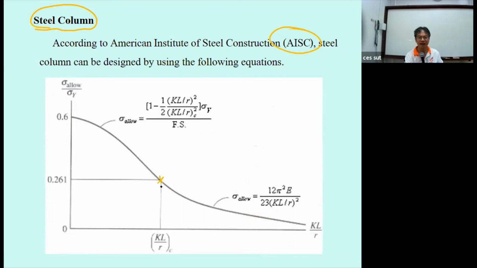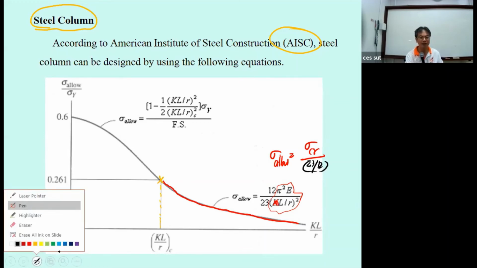Based on this, again, there is the critical stress ratio that separates the columns into short columns and long columns. For the long column, this is going to be the Euler equation. If you set the column with a pin and roller, this K is going to be 1. And you can see this sigma allowed is going to be sigma critical divided by what? Divided by the factor of 23 divided by 12. That is close to 2.